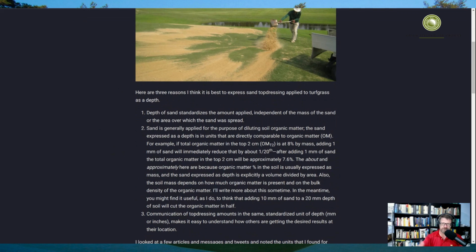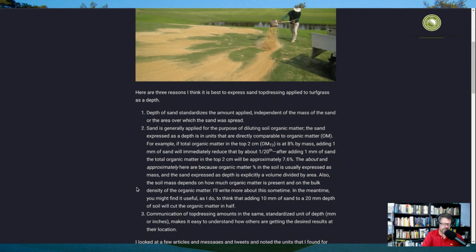What works, what doesn't work. It's useful to be able to communicate about this consistently, and expressing sand as a depth makes it perfectly consistent. It's explicit. It's extremely clear what is being considered because there are no ambiguities about what the mass is and no ambiguities about what area the sand has been applied over.